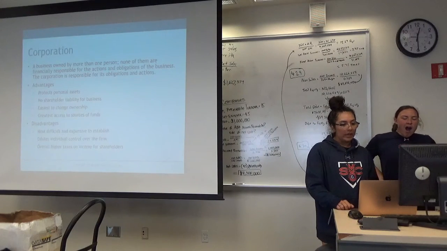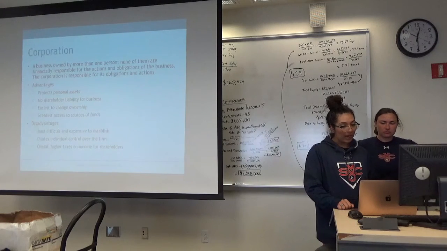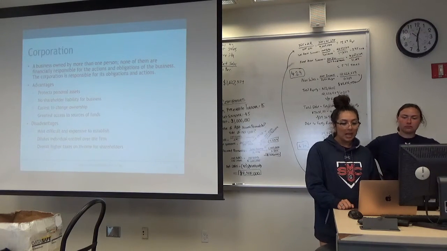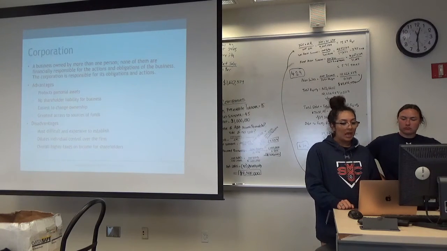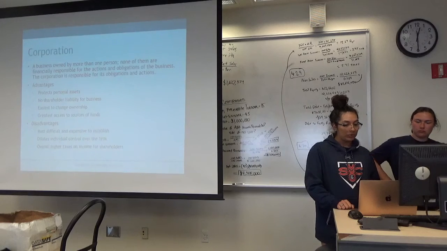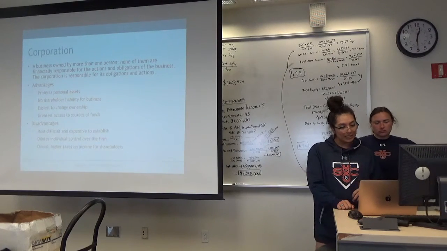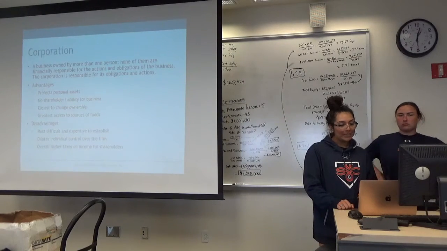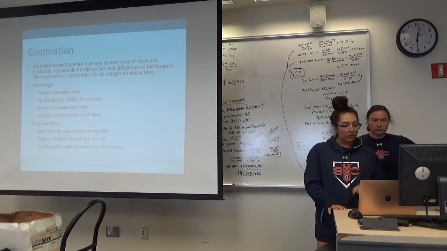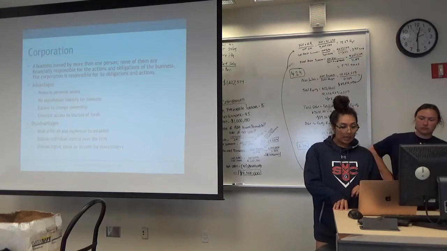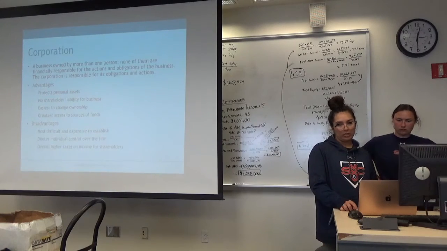And a corporation is a business owned by more than one person. None of them are financially responsible for the actions and obligations of the business. The corporation is responsible for its obligations and actions. Advantages are protects personal assets, no shareholder liability for business, easiest to change ownership, greatest access to sources of funds. And some disadvantages: it's most difficult and expensive to establish, dilutes individual control over the firm, and overall higher taxes on income for single owners.